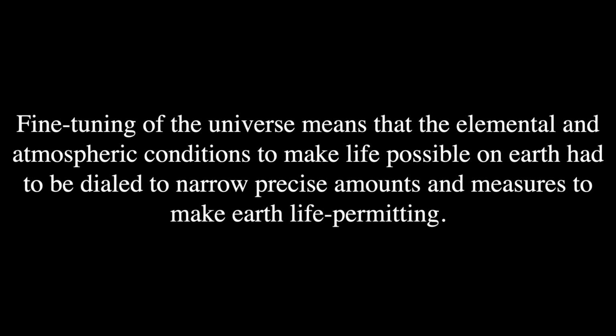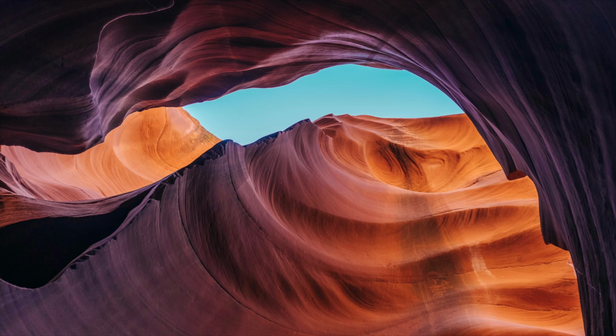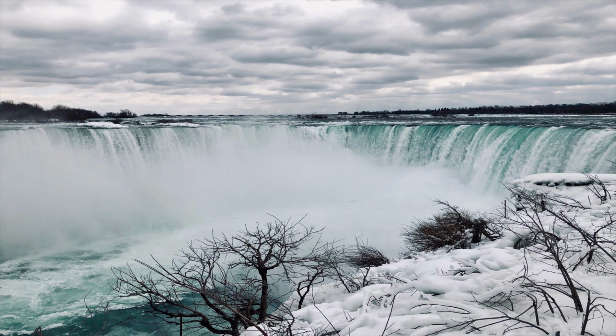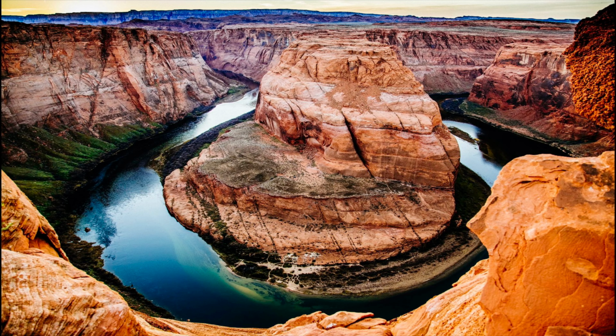Fine tuning of the universe means that elemental and atmospheric conditions to make life possible on Earth had to be dialed to a very narrow, precise amount and measure to make Earth life permitting. As a result of simple observation and centuries of scientific research, it is apparent that the universe shows design, complexity, order, and hair splitting precision to make life possible. So let's look at some examples of design and fine tuning.